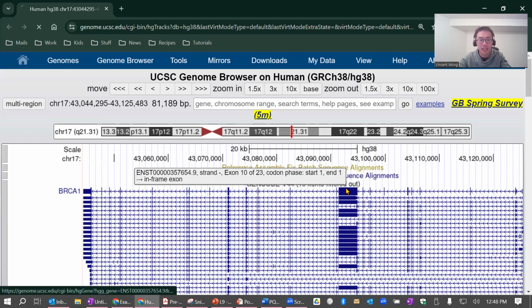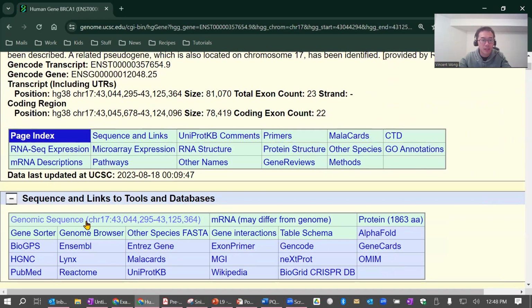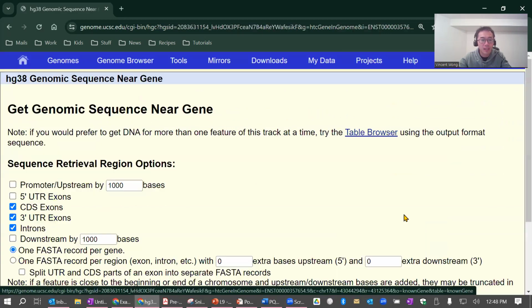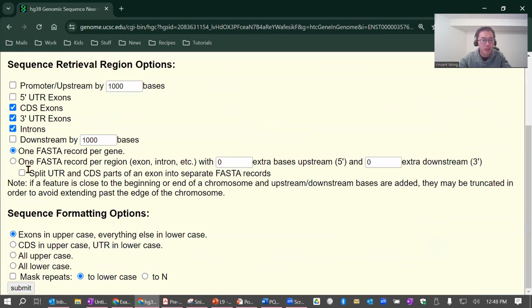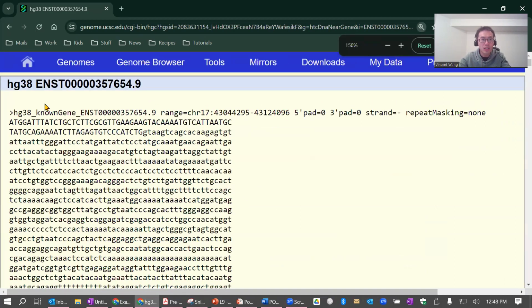So I'm going to click on it. There are a bunch of things here, but I'm just going to click on the genomic sequence. There are some things you can change, but I'm not going to change them. I'm just going to click submit. And there you go. This is the gene that codes for BRCA1.